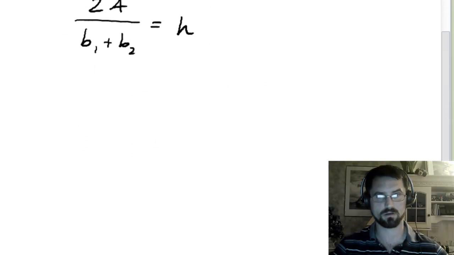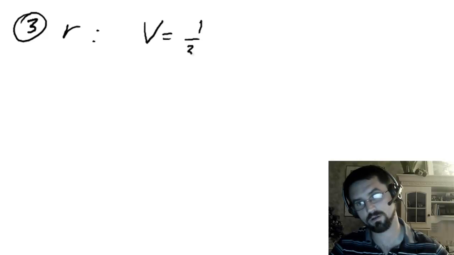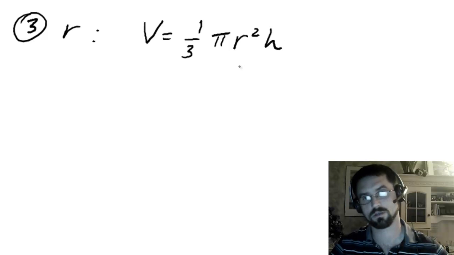I'll keep this all on one page, I think. Let me add some room. Number 3 is relatively straightforward. We want to solve for r, and we want to do that in the equation v equals 1/3 pi r squared h. So what is happening to r? It's being squared and multiplied by a bunch of stuff. So I'm going to divide out that stuff. To get rid of a third, I multiply by 3.